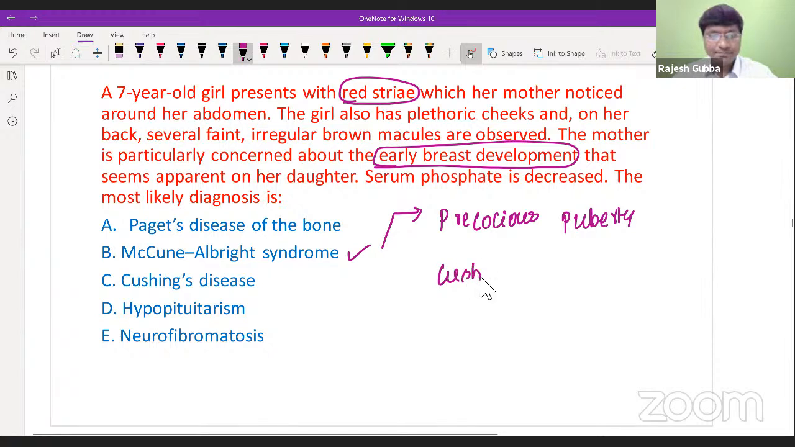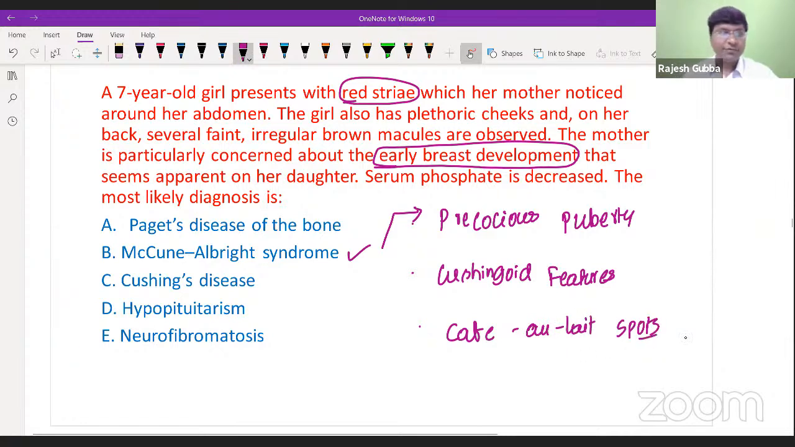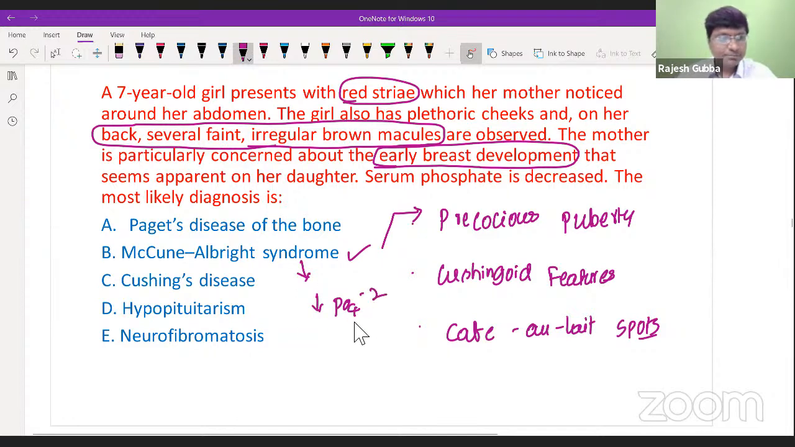There will also be Cushingoid features, and there will be presence of café-au-lait spots. What are the points in favor of café-au-lait spots? Irregular brown macules are observed on the back. That is what is suggestive of café-au-lait spots. And let me tell you, in McCune-Albright syndrome, these individuals will have hypophosphatemia. That is the reason why.